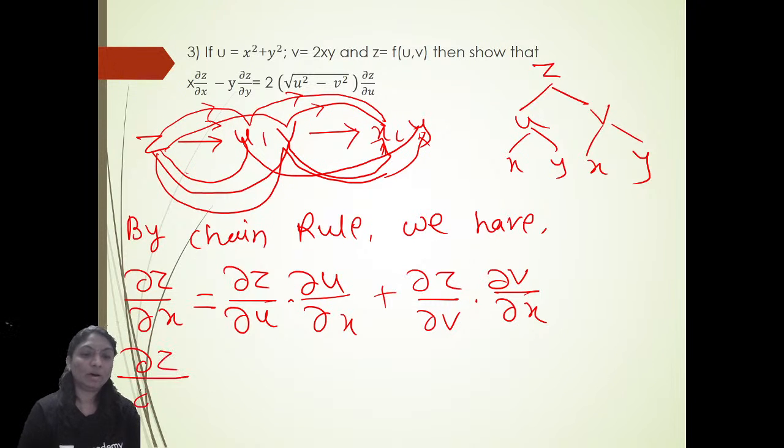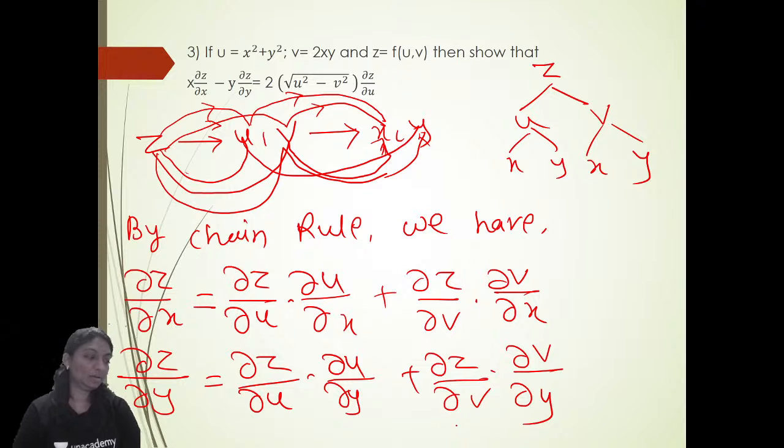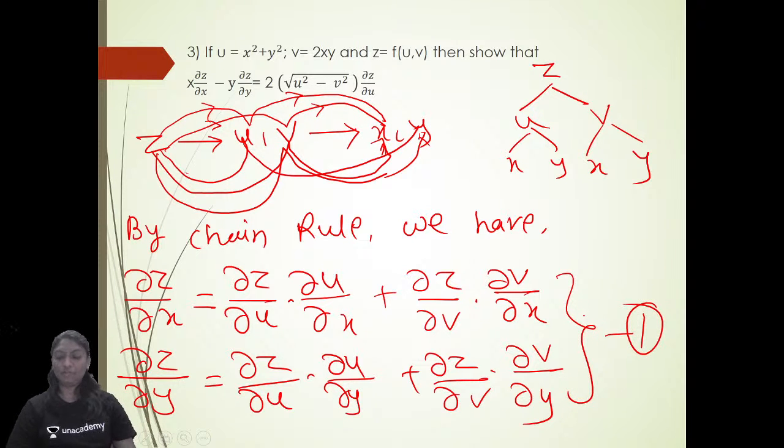∂z/∂y is equal to ∂z/∂u into ∂u/∂y plus ∂z/∂v into ∂v/∂y. Okay, all this as equation number 1. So ultimately we have to put every value in this equation. So see here.